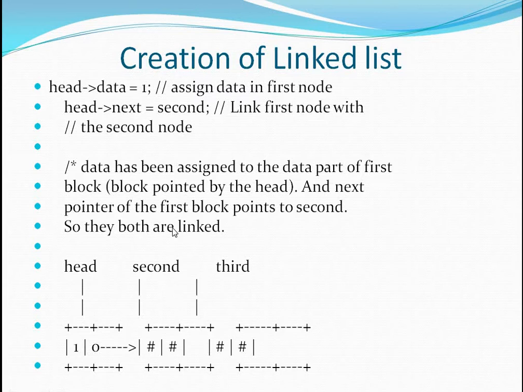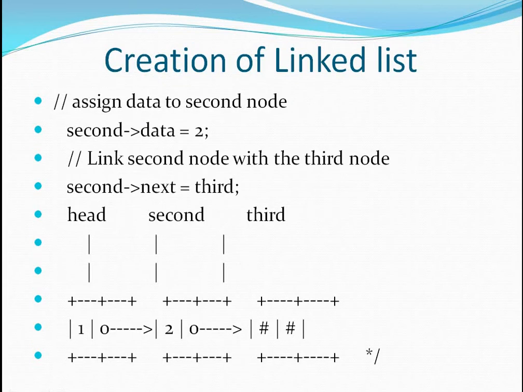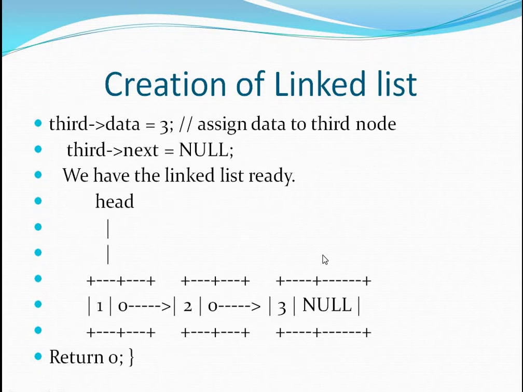Similarly, we can assign values to the second and the third node. So here I have assigned a value of 2 in the second node and a pointer to the third node, and in the third node the pointer field is going to be null and the data field is 3. So now we have the linked list ready. We have a head which is pointing to the first node, and the first node is connected to the second node, which is connected to the third node, and the third is having the pointer field as null, indicating that this is the last node in your linked list.